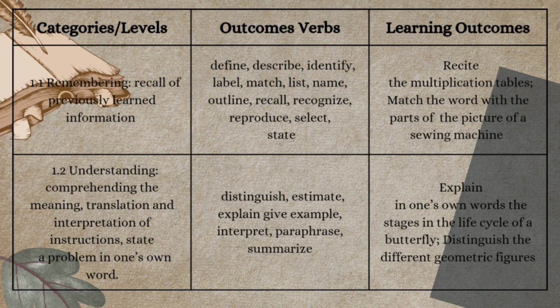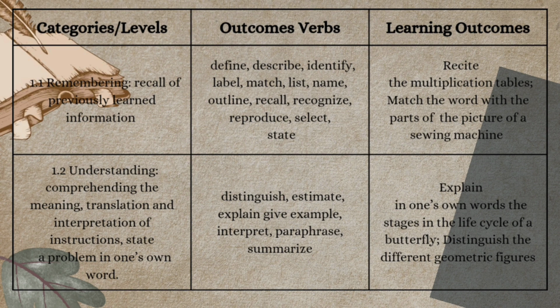In the cognitive domain, we have here the categories and levels, outcomes, and verbs that we need to use, especially in creating learning outcomes or objectives. For example, the first one is remembering, or the recall of previously learned information. This is the basic level for the cognitive domain.